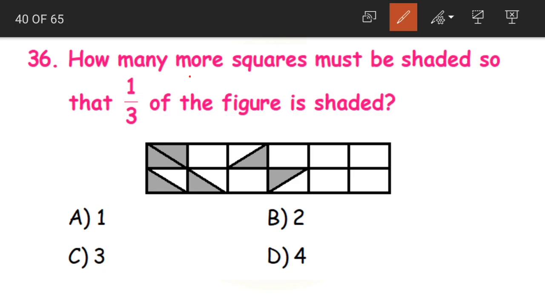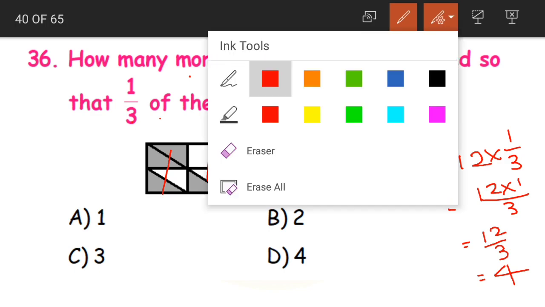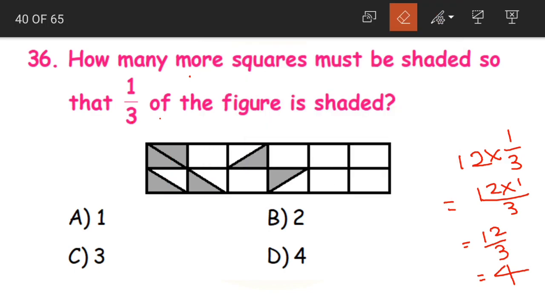First let us count the number of squares. We have 1, 2, 3, 4, 5, 6, 7, 8, 9, 10, 11, 12. From the 12, 1/3 of 12 is to be shaded. If you remember, of here means we have to multiply. When we multiply, we have 12 into 1 divided by 3 is equal to 12 divided by 3 is equal to 4. That means 4 squares here have to be shaded so that 1/3 of the figure is shaded.